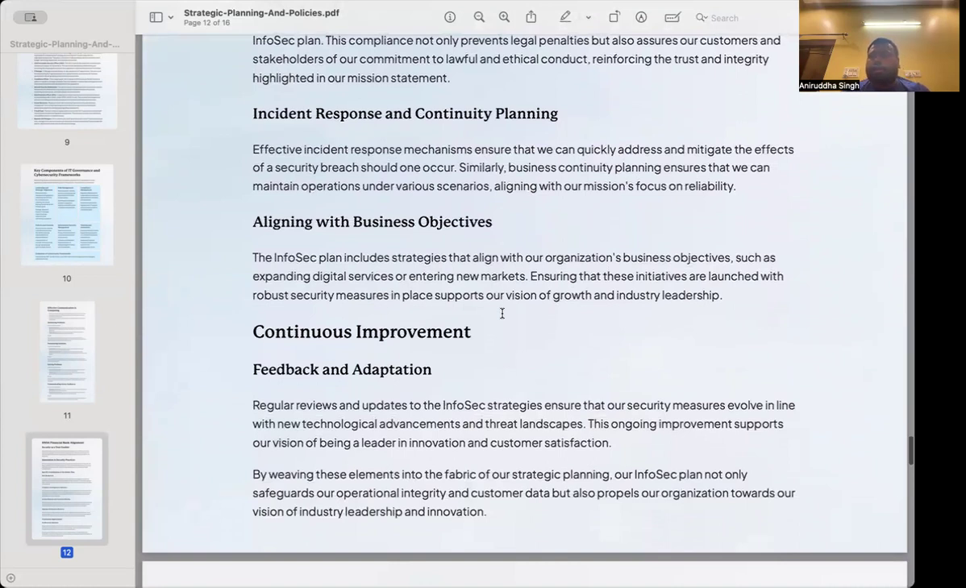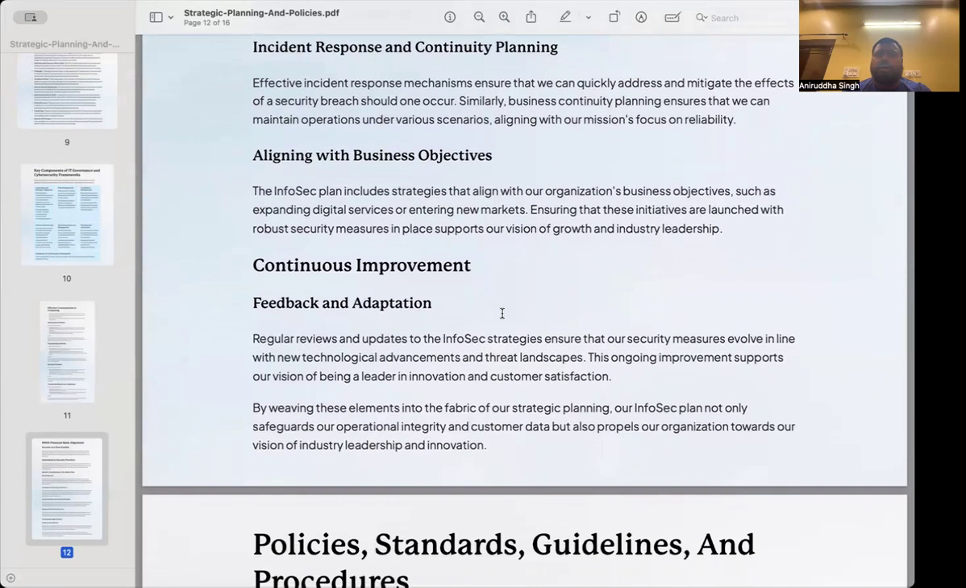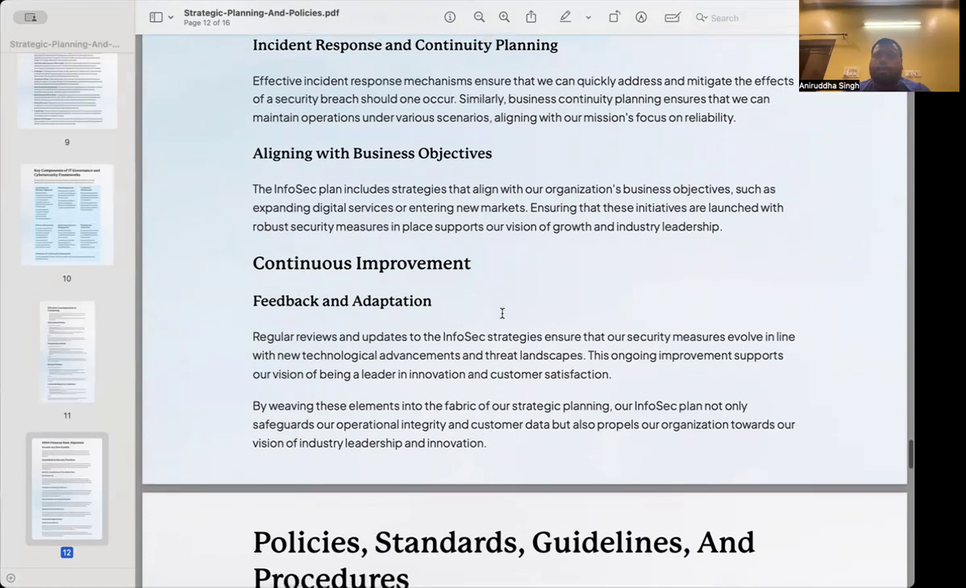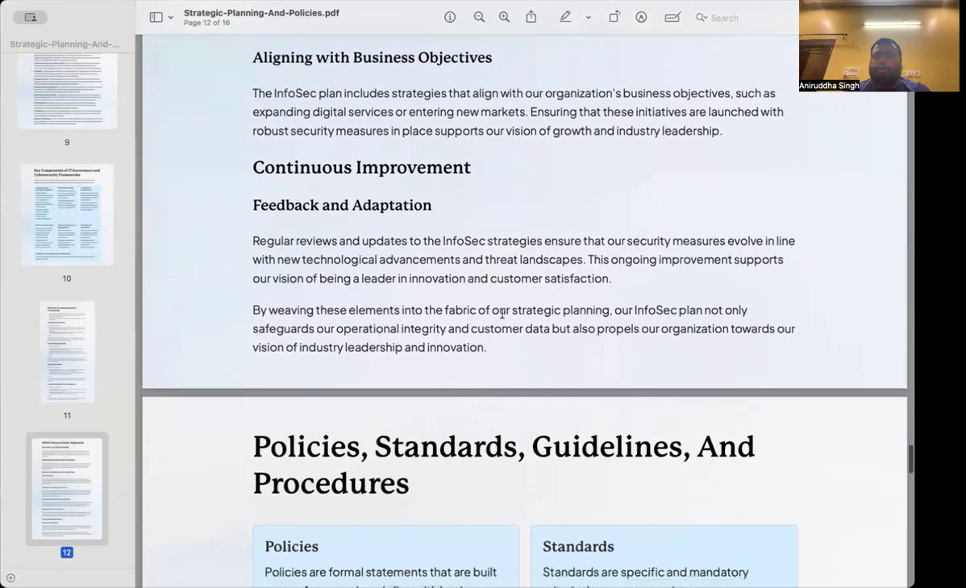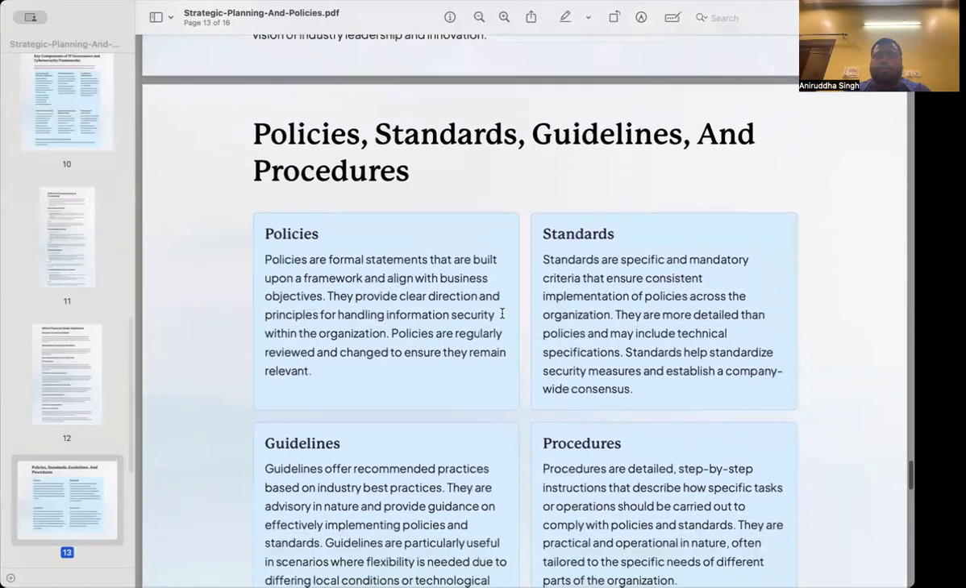We need to make sure that we can maintain our operations under various scenarios, aligning with our mission's focus on reliability. Then we also need to make sure our business objectives are aligned with our IT strategy. So ensure that these initiatives are launched with robust security measures in place that support our vision of growth and leadership. Finally, how can we improve? That is done using feedback and adaptation. This ongoing improvement supports our vision of being a leader in innovation and customer satisfaction.